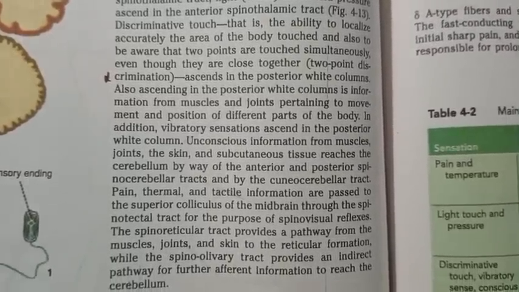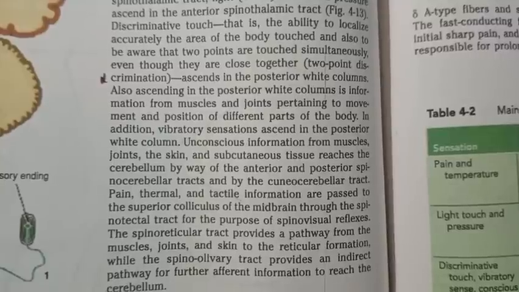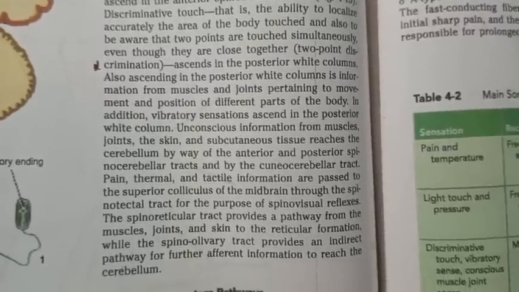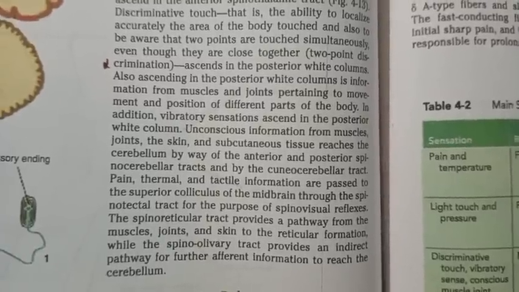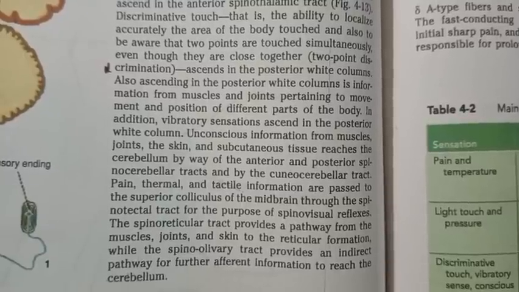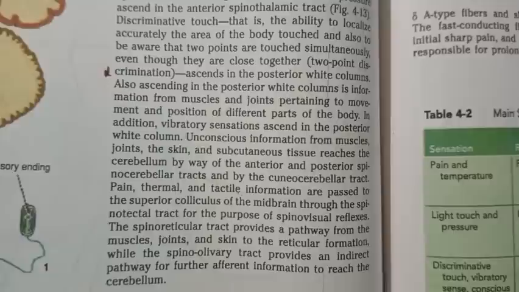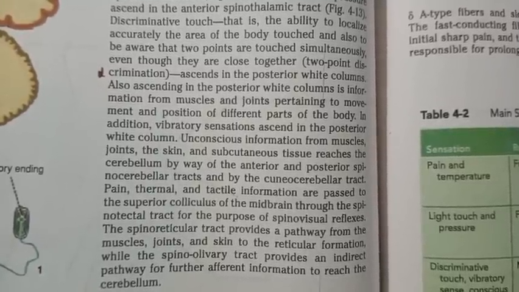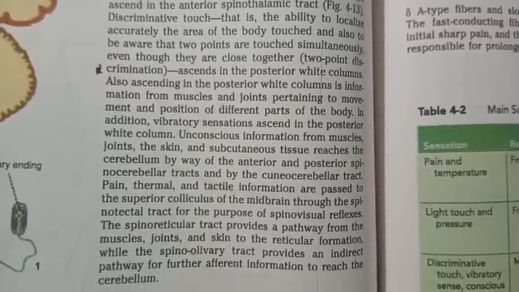Also ascending in the posterior white column is information from muscles and joints pertaining to movement and position of different parts of the body. In addition, vibratory sensation ascends in the posterior white column.